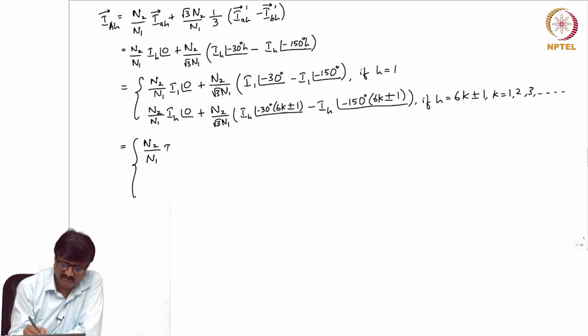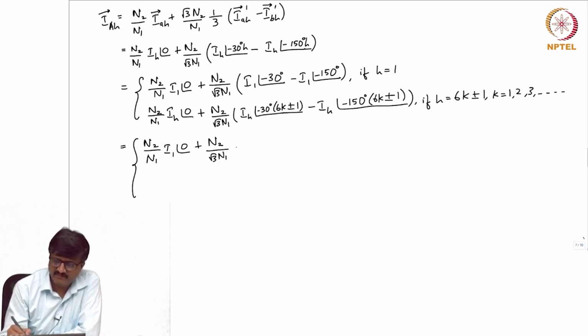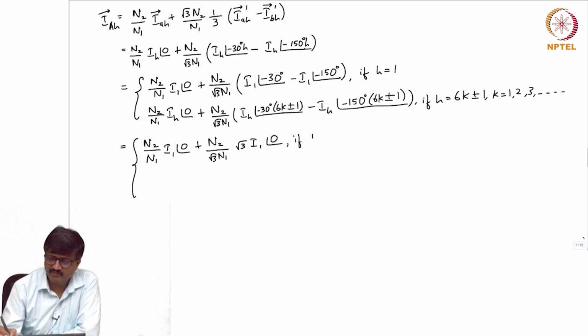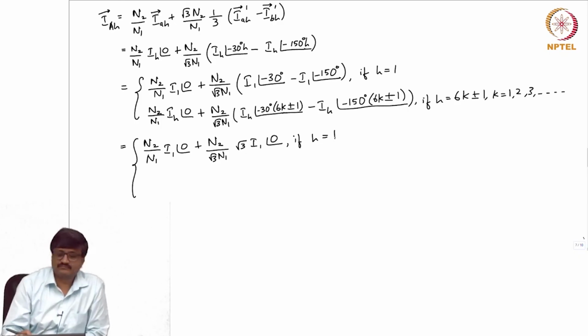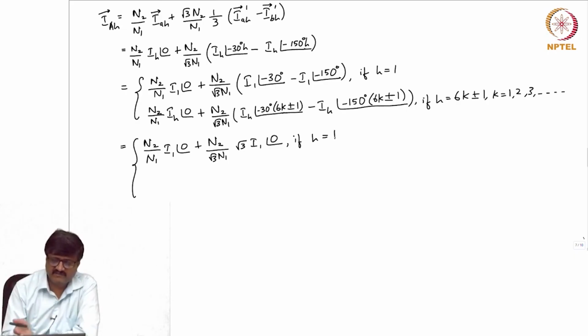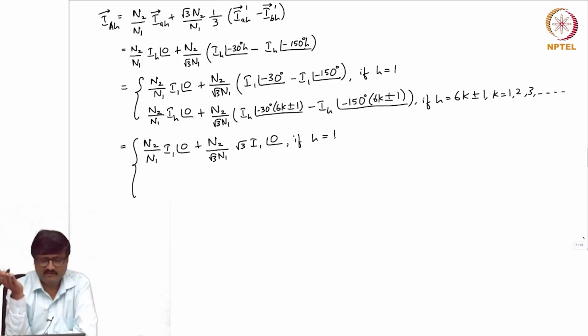N2 by N1, I1 at an angle 0 plus N2 by root 3 N1 into root 3 I1 at an angle 0, if h is equal to 1. Is that okay? Now, we see that it easily gets simplified. That root 3 gets cancelled, so it is nothing but 2 times n2 by n1 I1 at an angle 0.